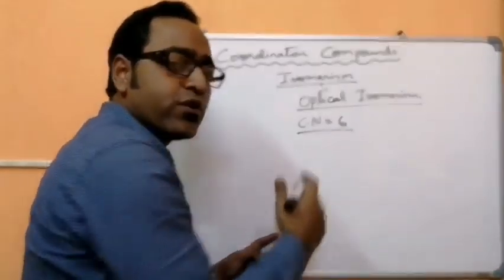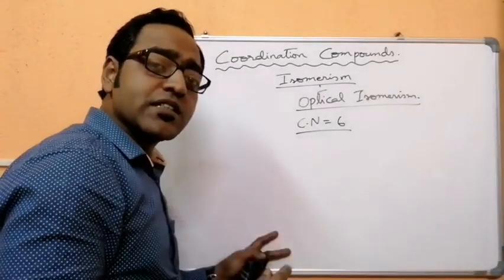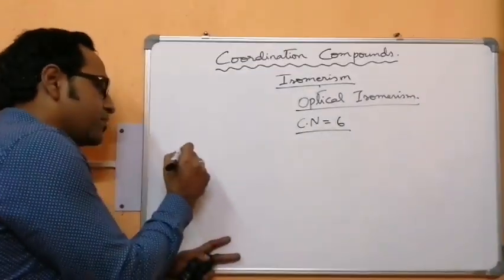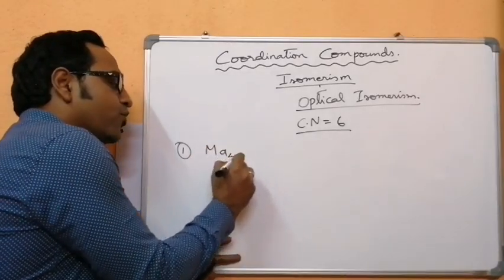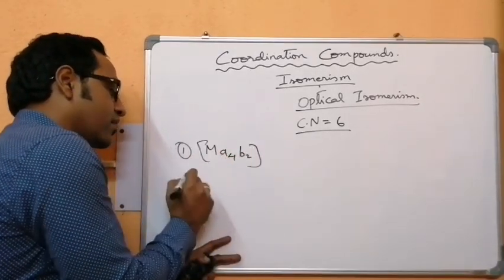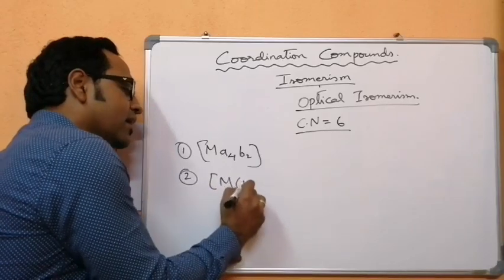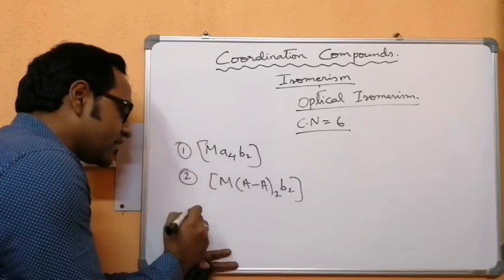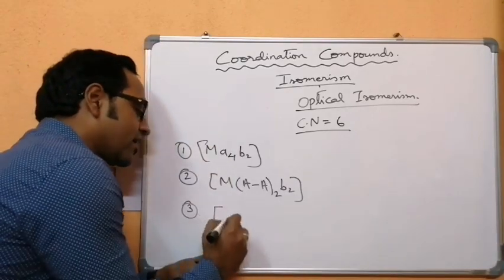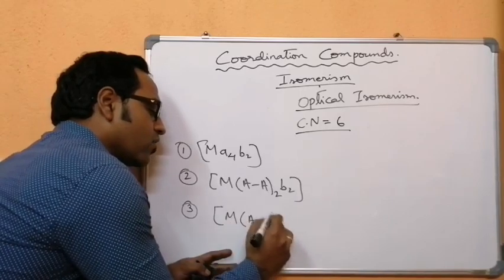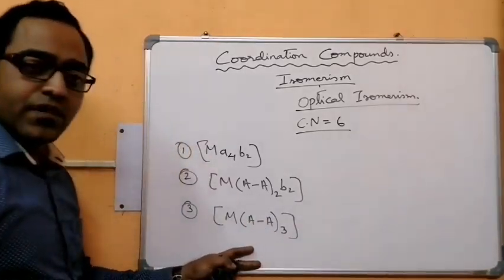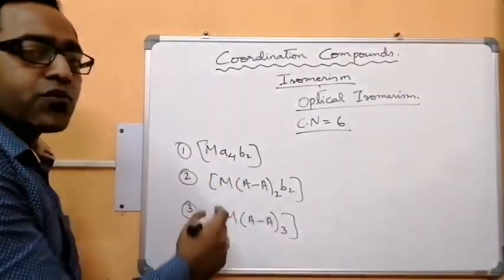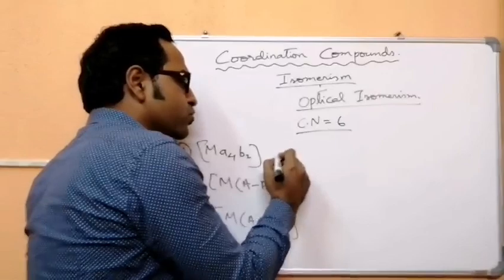Coordination number 6, and we know with coordination number 6 the geometry is octahedral, and we have seen in the geometrical isomer of the type MA4B2, and the second type is MAA whole 2 B2. Here there is a new type, that is MAA whole 3. So these two compounds we are familiar with. This is a new one. So let's start with the first one, MA4B2.